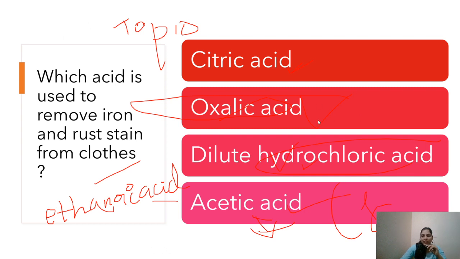There are other acids also which are present in fruits, and applications will be asked, for example malic acid. Acetic acid is present in vinegar. So where do we find malic acid? Any guesses? Malic, M-A-L-I-C.